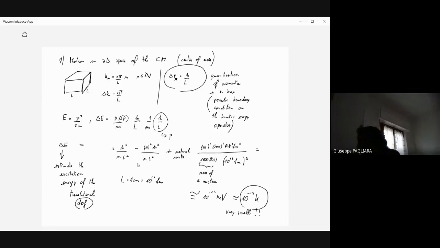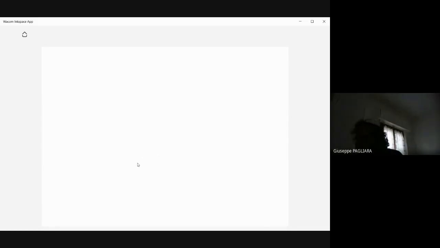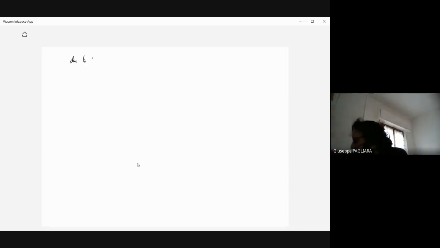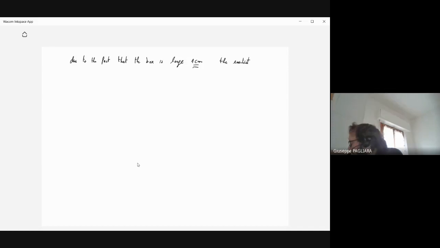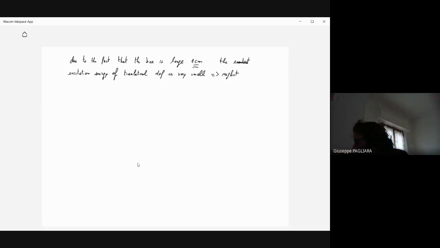So that means that, due to the fact that the box is large, 1 centimeter, a macroscopic scale, the excitation energy of translational degrees of freedom is very small. And this also means that I can neglect quantum mechanics for the translational motion.